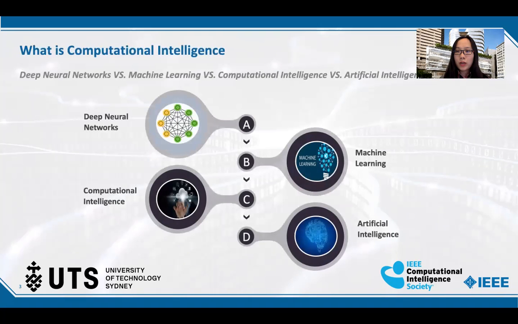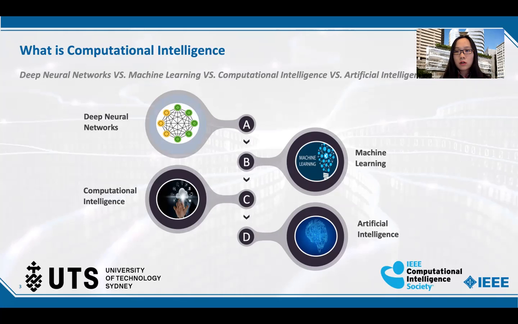So what is computational intelligence? Computational intelligence is the field of artificial neural networks, evolutionary algorithms, and also fuzzy logic. Compared with computational intelligence, I will introduce another 3 terms. One is deep neural network. Compared with CI, deep neural network is a narrower scope and it's the building bricks for many models.